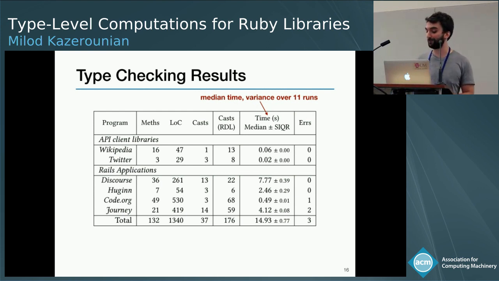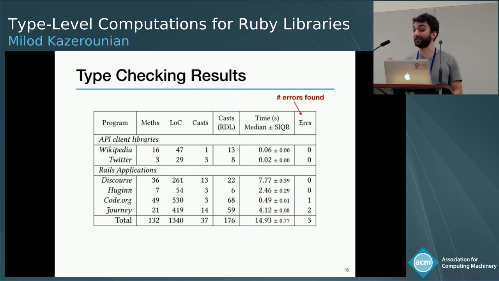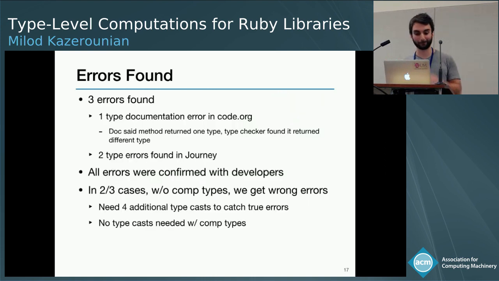A large portion of this time resulted from a quirk in Rails, whereby methods are lazily defined, and we actually discussed that more in the paper. And then finally, we see the number of errors we found in these programs, which I'll discuss now. So we found 3 errors across these benchmarks.